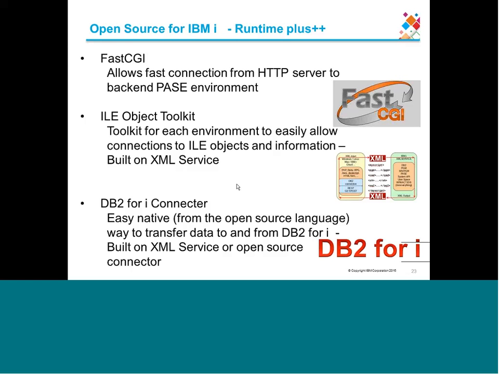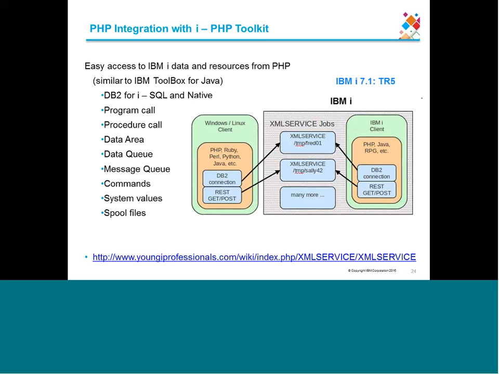One of the key technologies that this is built on is something called XML Service. Much like our Java toolbox world, there are servers that sit on the IBM i, and their job is to just sit there and listen for requests to come in. When a request comes in, they parse the request, process the request, call off to the actual object that you asked for, and return information back. Normal stuff. XML Service is a technology that we created that is designed to do that, but to do it in a language-independent manner.